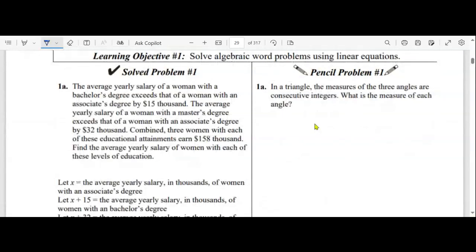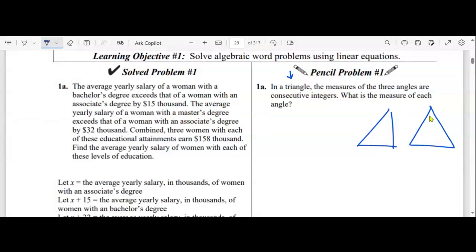Now let's take a look at solving algebraic word problems using linear equations. I need someone to read out loud, please. In a triangle, the measures of the three angles are consecutive integers. What is the measure of each angle? First, what is this called? Triangle. What does a triangle look like? Like this. It could be like this, or it could be like this, right?